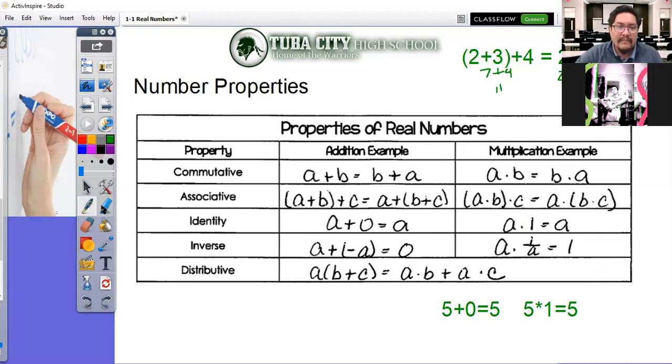All right, next one. Let's move on to the next property, inverse property. The inverse property states that if you add a number to its opposite, like in this case, let's stick with 5, 5 plus -5, that would be 0. So for addition, you're trying to get to 0, but for multiplication, you're trying to get to 1.